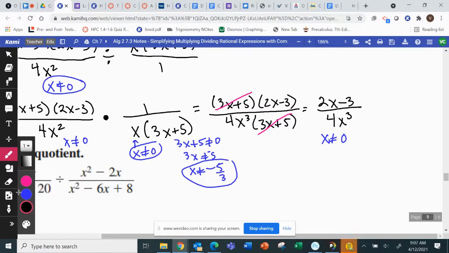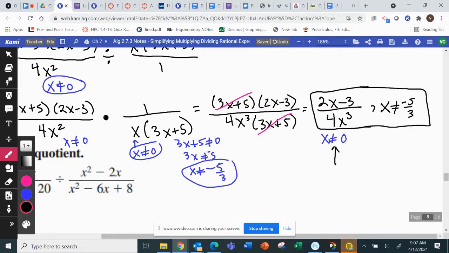So this is the answer, and the domain restriction for the answer is only 0. Now, all the ones that I circled prior to that, not all of them were 0, so I need to put that one in. X does not equal negative 5/3 is the one that I have to add in. So now we have all the domain restrictions in our simplified answer.